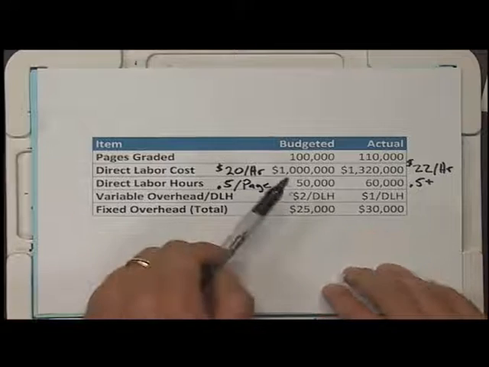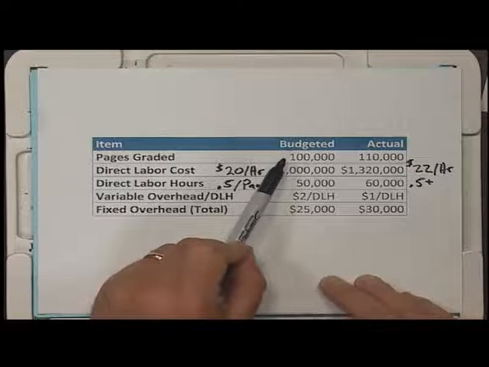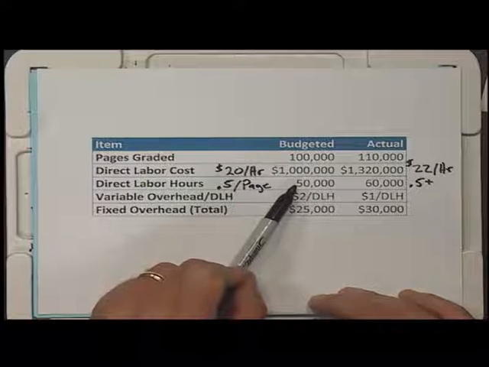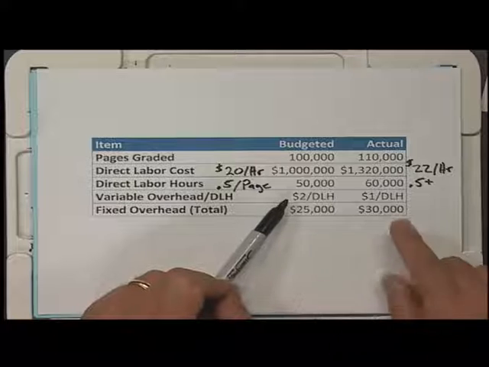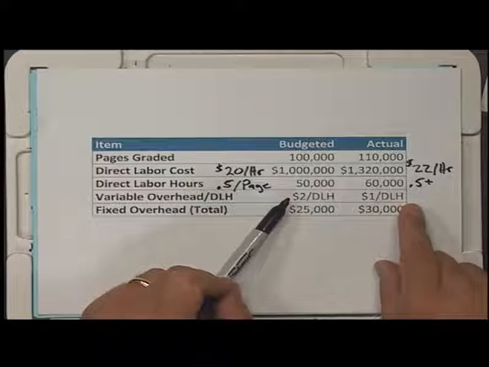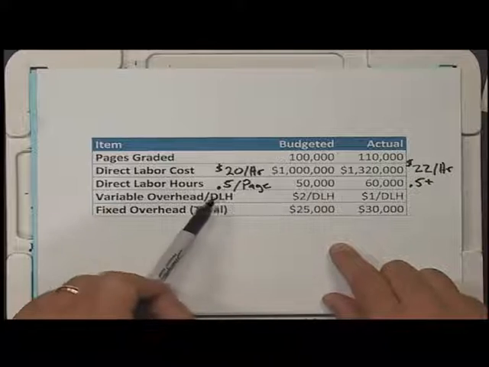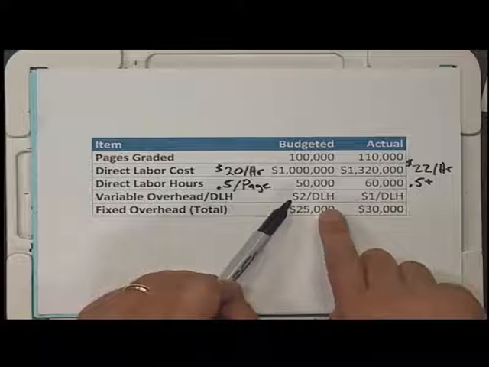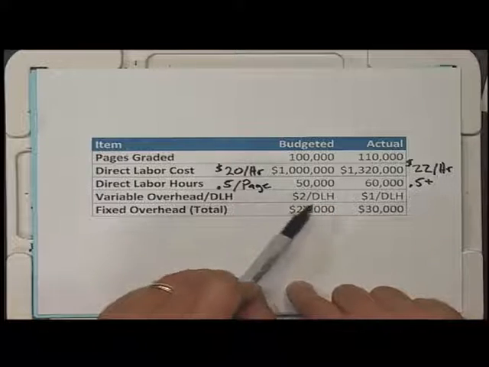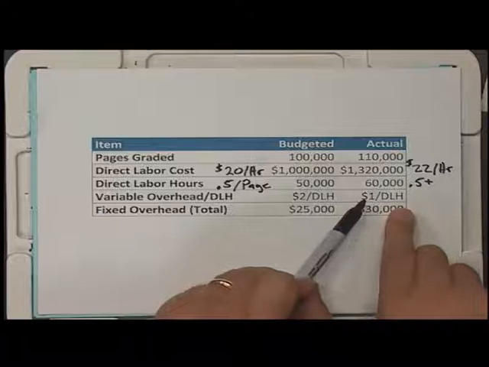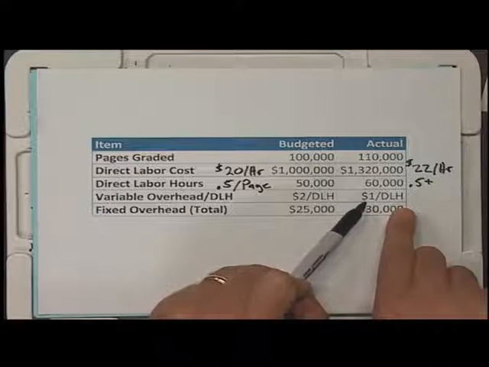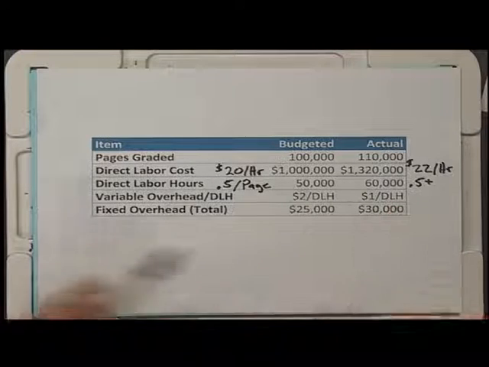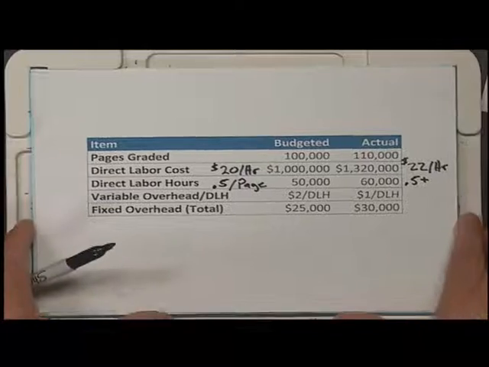According to our budget, we thought that our business would grade 100,000 pages at a labor cost of $1 million using 50,000 labor hours. Our focus now is on variable overhead. Now, our variable overhead driver is direct labor hours. According to our budget, we think we will incur $2 per direct labor hour. We actually are incurring only $1. Okay, so some good news for our essay grading service. I guess we'll get a good grade at this company.